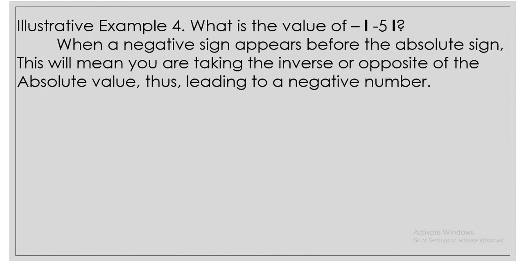Next example, what is the value of negative absolute value of negative 5? So remember, when the negative sign appears before the absolute value sign, so ibig sabihin, kapag naunang isulat si negative bago pa si absolute sign, this will mean you are taking the inverse or opposite of the absolute value. Okay? Thus, leading to a negative number. Meaning to say, magiging negative ang inyong sagot. So, in our example, negative absolute value of negative 5 is negative 5.